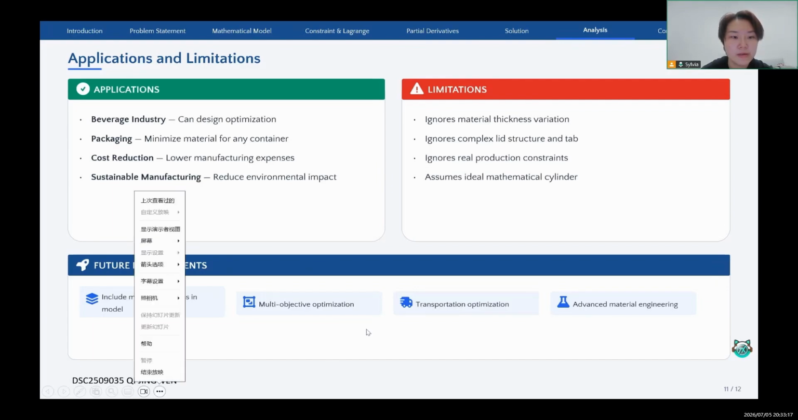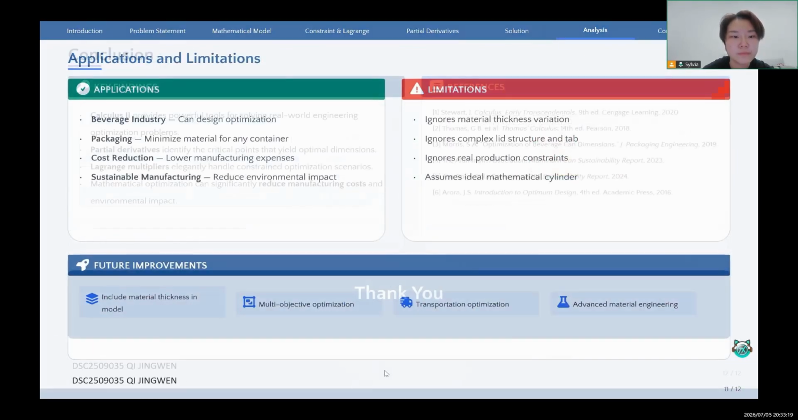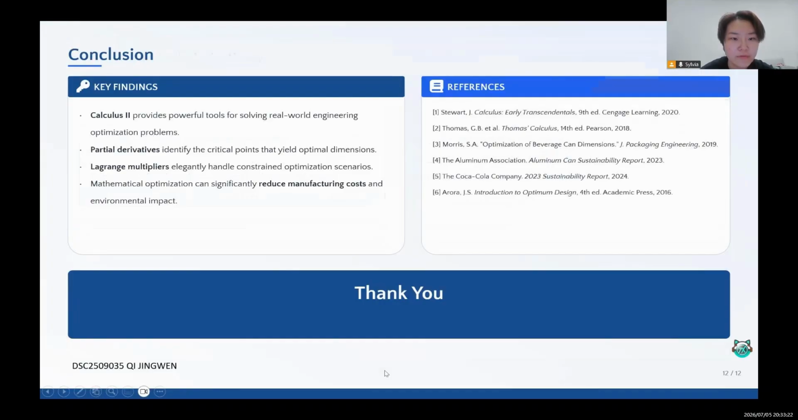Finally, slide 12, conclusion. This project shows that college calculus knowledge works well for real-life problems. Partial derivatives and Lagrange multipliers help us find the best shape with the least material and the fixed volume. This math method is simpler and more effective than basic substitution calculation.